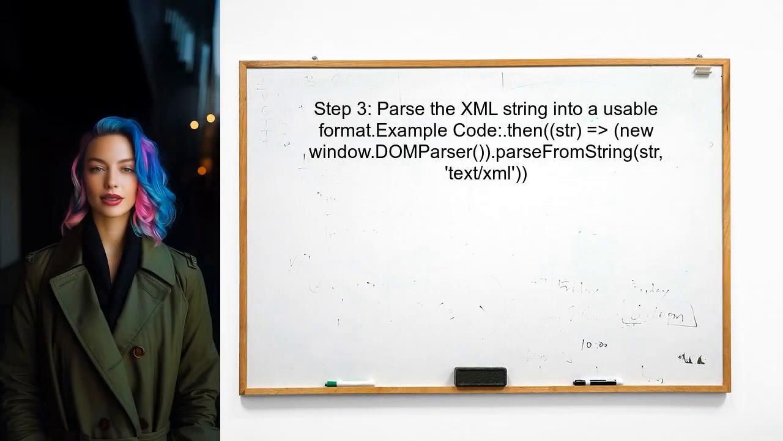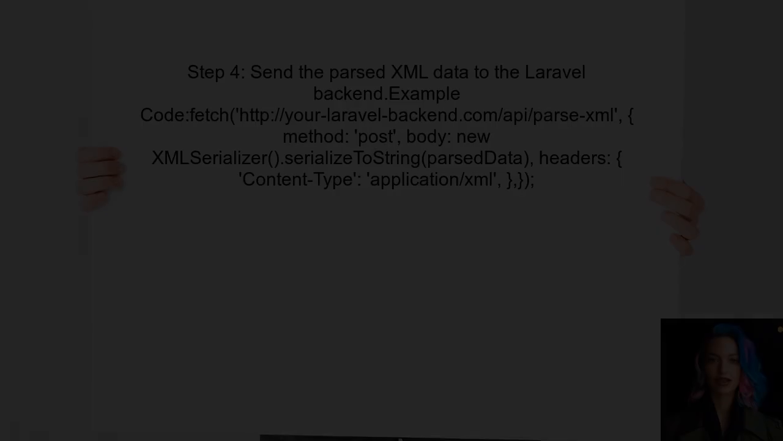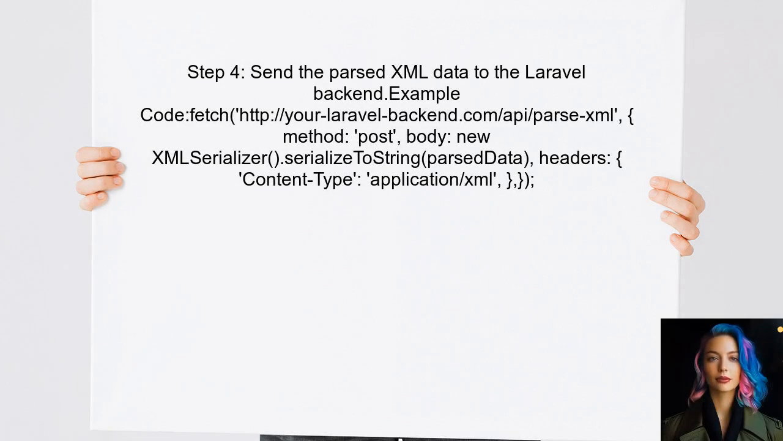After converting the response to text, the user should parse the XML string into a usable format. This can be achieved using the DOM parser. Finally, the user can send the parsed XML data to their Laravel backend for further processing. This can be done using a simple fetch request.